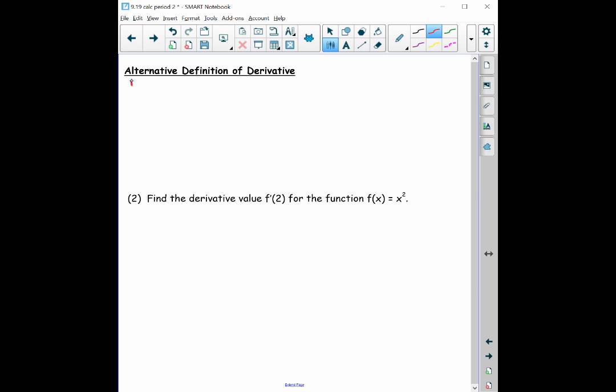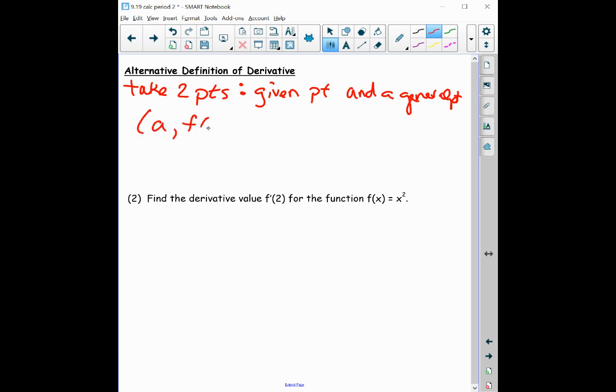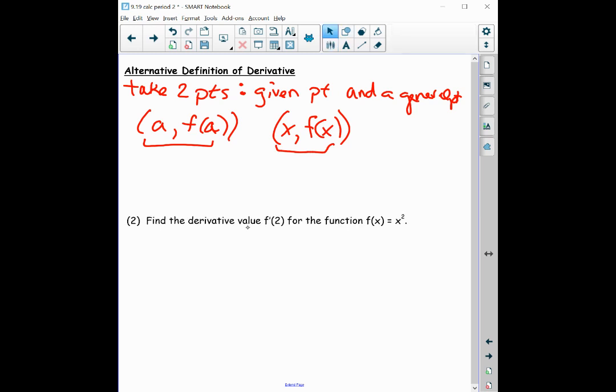So here we're going to take 2 points, the given point, and a general point. I have the point A, comma, f of A, and a general point, which would be in terms of x. So a general point on the function would be like any x, comma, f of x. And I'm just using f of x instead of y here just to have function notation. So the idea is this is the point we want the slope of, and this is any other point on the function that I'm not going to define. Okay, so I need to make myself a little more room here.